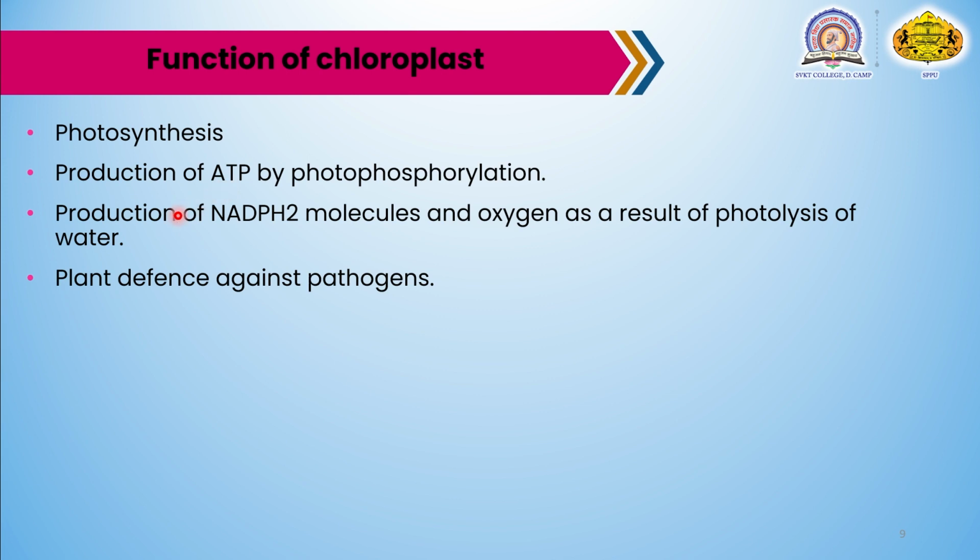After that, it also produces NADPH2 molecules and oxygen as the result of photolysis of water, and it also plays an important role in plant defense against pathogens. That means the chloroplast provides protection against pathogens to the plants. So these are the four main functions of the chloroplast.